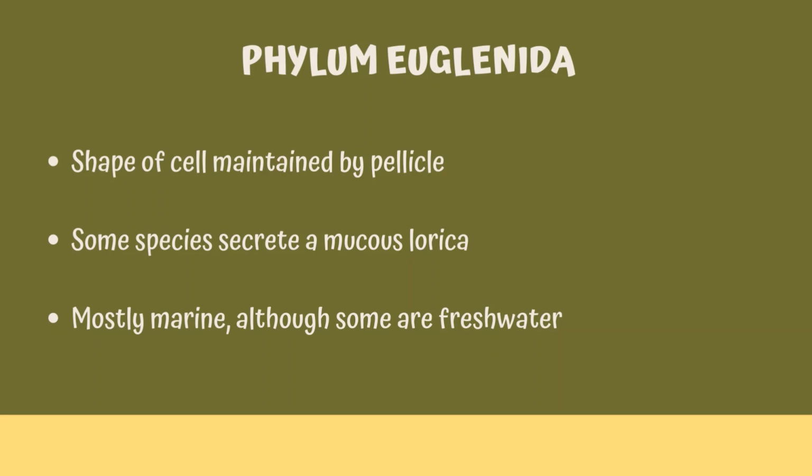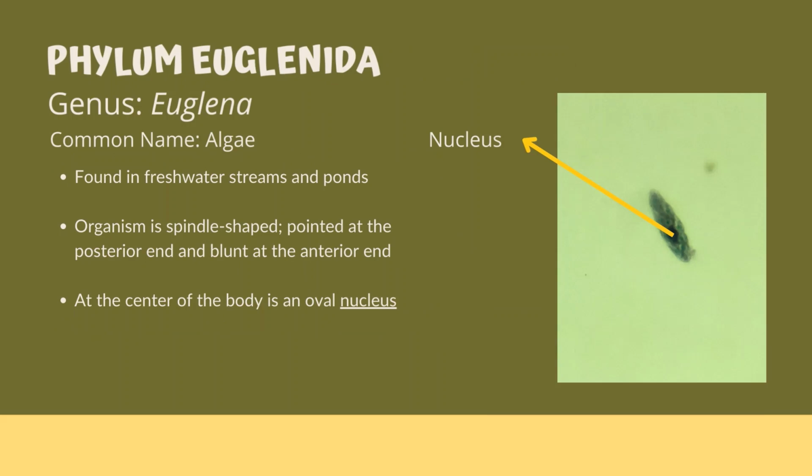Next is phylum Euglenida. The shape of the cell is maintained by a pellicle, formed by interlocking strips of protein beneath the cell membrane that are associated with linked microtubules, arranged in a regular pattern, also beneath the cell membrane. Some species secrete mucus. Chlorophyll is present, mostly marine, although much of the described species are freshwater.